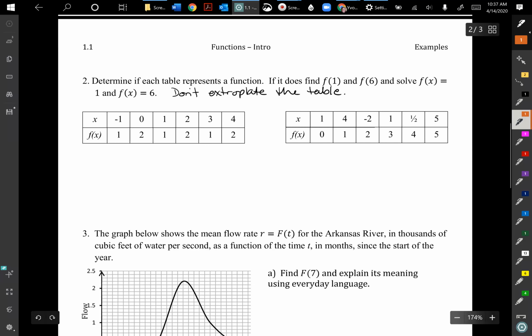So we have, is it a function? And this one, because each input has a distinct output, we're good there. It is a function. I don't see anywhere on here where it fails. So yes, it's a function.